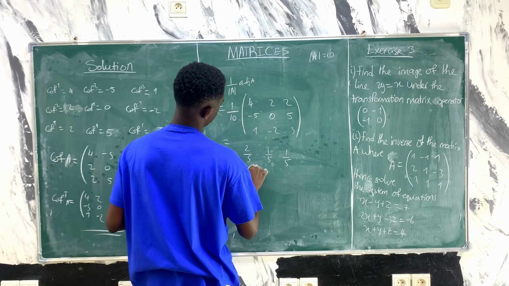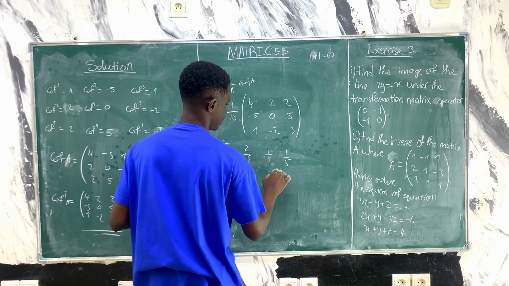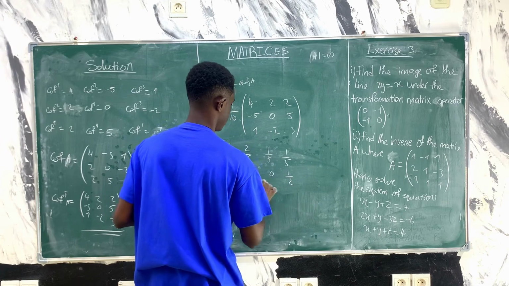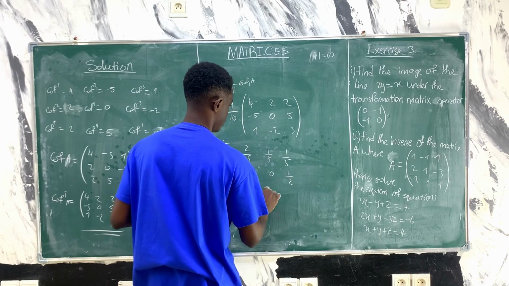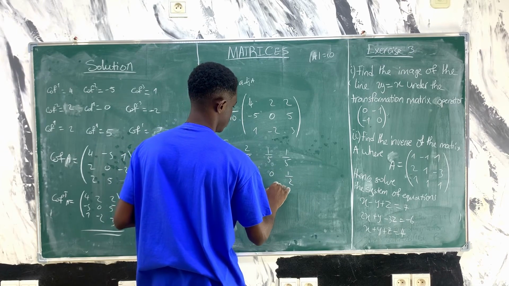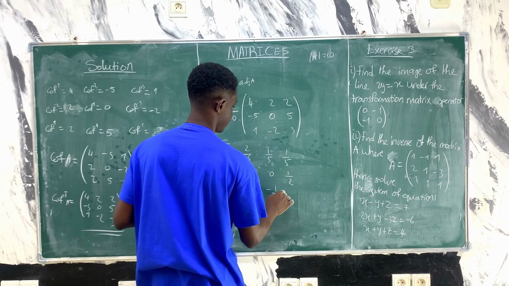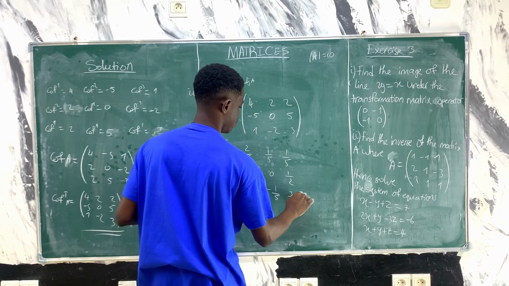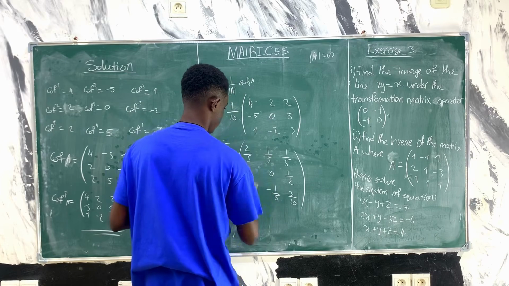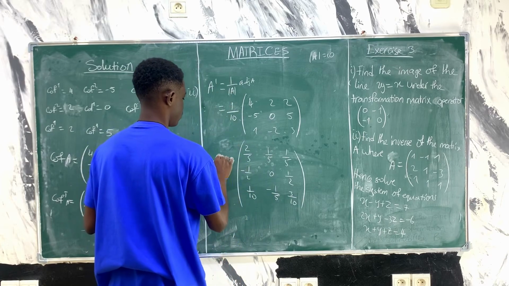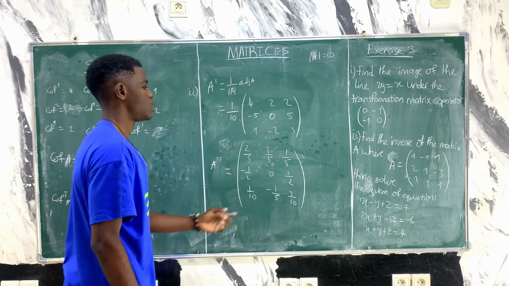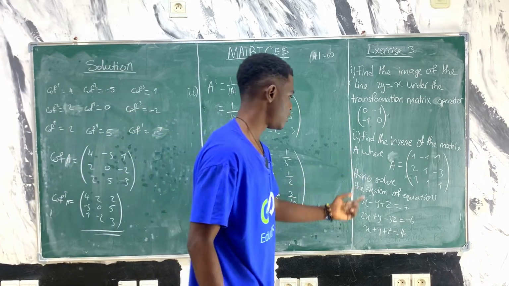It is equal to 2 on 5, 1 on 5, 1 on 5, minus 1 on 2, 0, 1 on 2, 1 on 10, minus 1 on 5, 3 on 10. This is A inverse. So we found the A inverse.